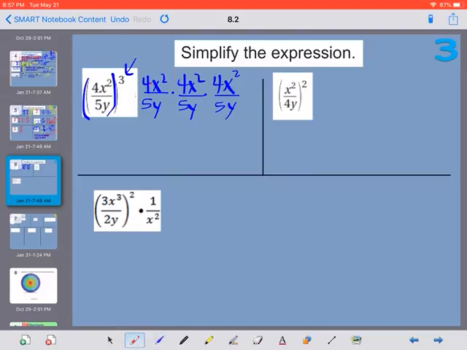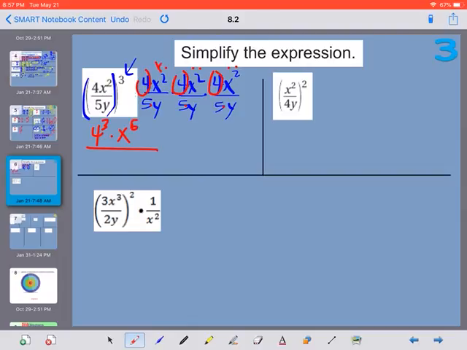So remember, this is all multiplication and division. I'm going to just count up how many I have of each letter and number. On the top, first are 4's: 4 three times, 4 to the power of 3. Our x's on the top, this is 2 x's here, 2 here, and 2 here, so 2, 4, 6 x's, x to the power of 6.